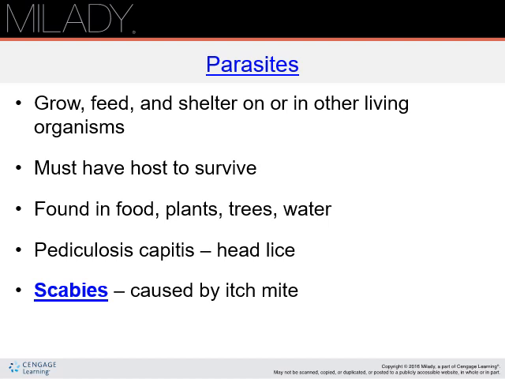Parasites. These are organisms that grow, feed, and shelter on or in another organism, or a host. They must have a host to survive. They're found in food, plants, trees, and water. Pediculosis capitis is head lice. Scabies is caused by an itch mite.